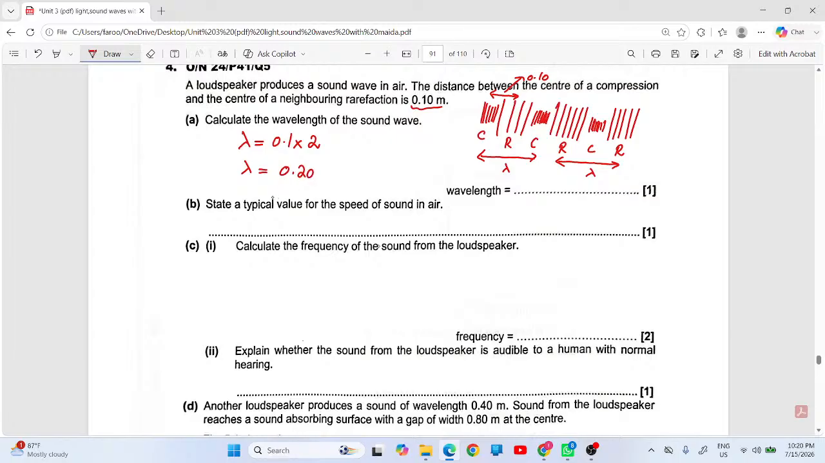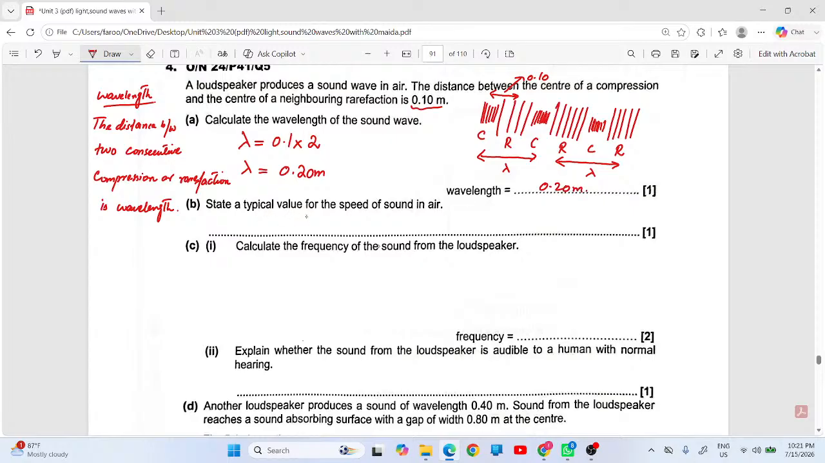So 0.2 is the wavelength. Remember what the wavelength is: the distance between consecutive compressions or consecutive rarefactions. The distance between a compression and a rarefaction is lambda by 2, so we multiplied by 2. Any confusion? No.